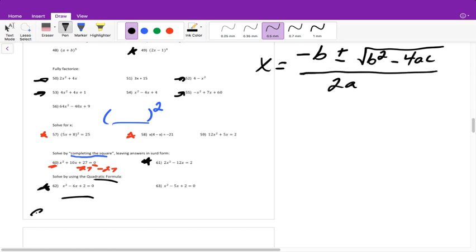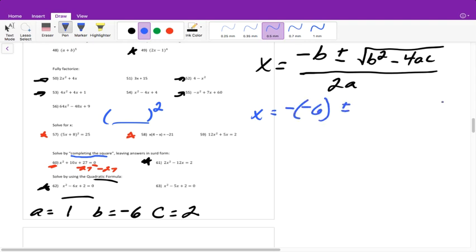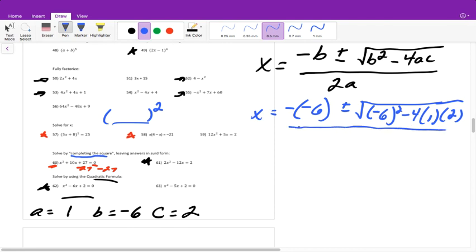So we have to identify what is my a equal to, what is my b equal to, and what is my c equal to. Well, a is in front of the x squared, so it's 1. B is in front of the x, so it's negative 6. And c is our constant, so it's 2. And now we substitute it in. So x is equal to negative 6 plus or minus the square root of negative 6 squared minus 4 times 1 times 2, all over top of 2 times a, which is 2 times 1.